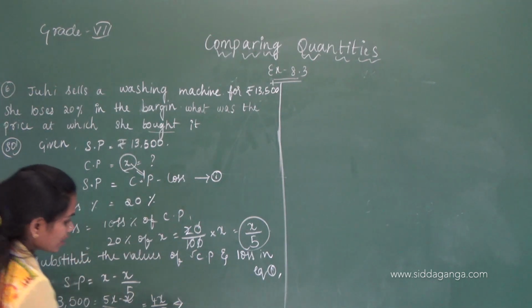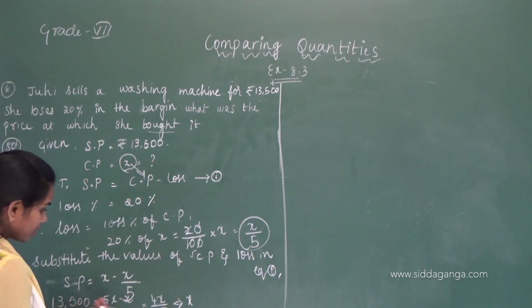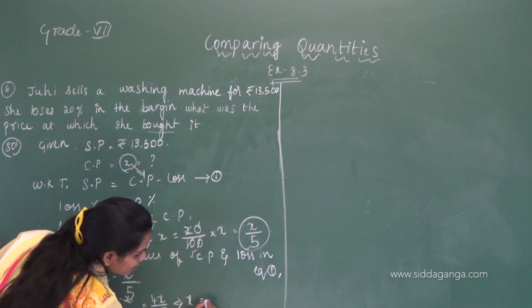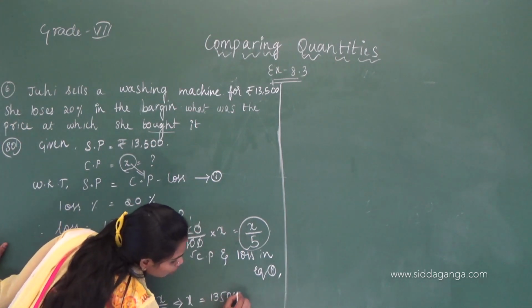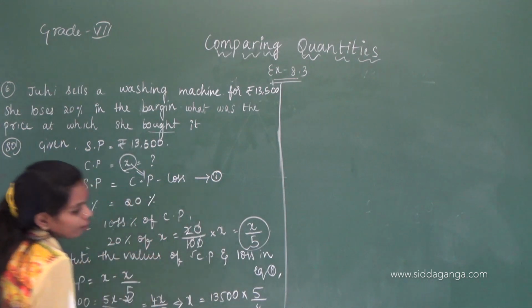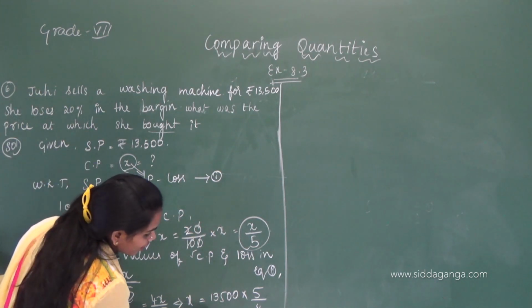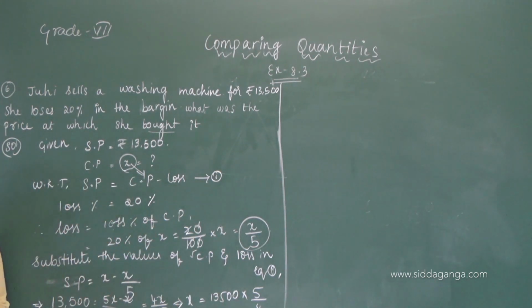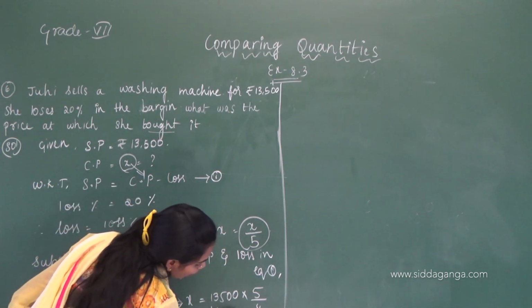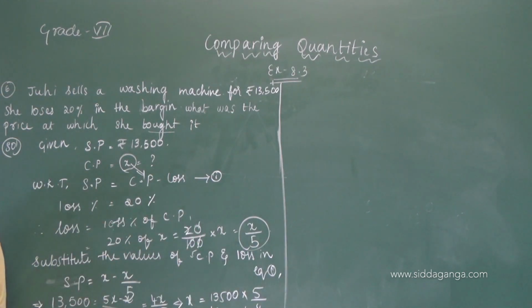That implies X equals, if you take this to the other side, 13,500 into the reciprocal of 4 by 5, which is 5 by 4. Then if you do the cancellation here also, we will get the answer as 16,500. In yesterday's class we did like this. Correct? Correct people?